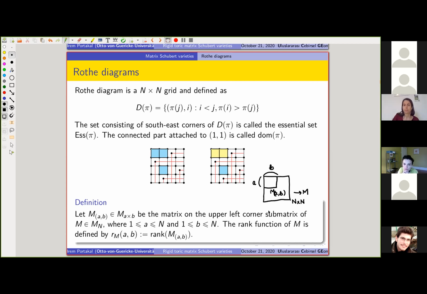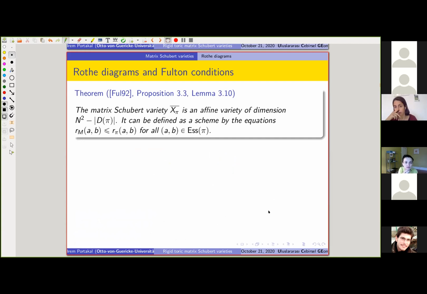submatrix M_AB. Okay, now comes the magic, which is the result of Fulton, where he really nicely explained how you can define the defining ideal of these varieties. So first of all, the dimension of this variety is just n squared minus the number of inversions, or the number of boxes in your Rota diagram. And it says it can be defined as a scheme by the equations where the rank of the submatrix of M with A rows and B columns should be smaller than or equal to the rank of the submatrix of the permutation matrix pi with A rows and B columns. But it's enough to look at the essential sets, basically. So this is a very nice result. It's a very concrete result for us to understand the variety.